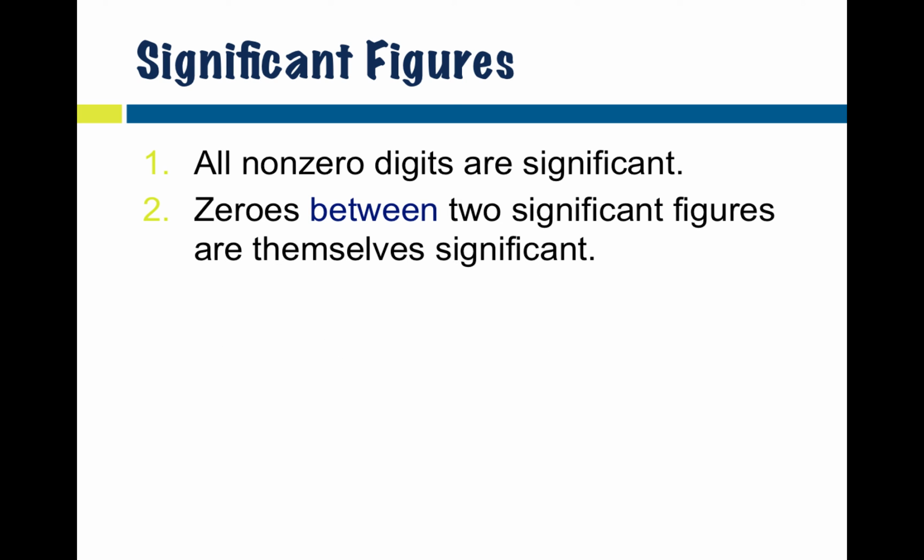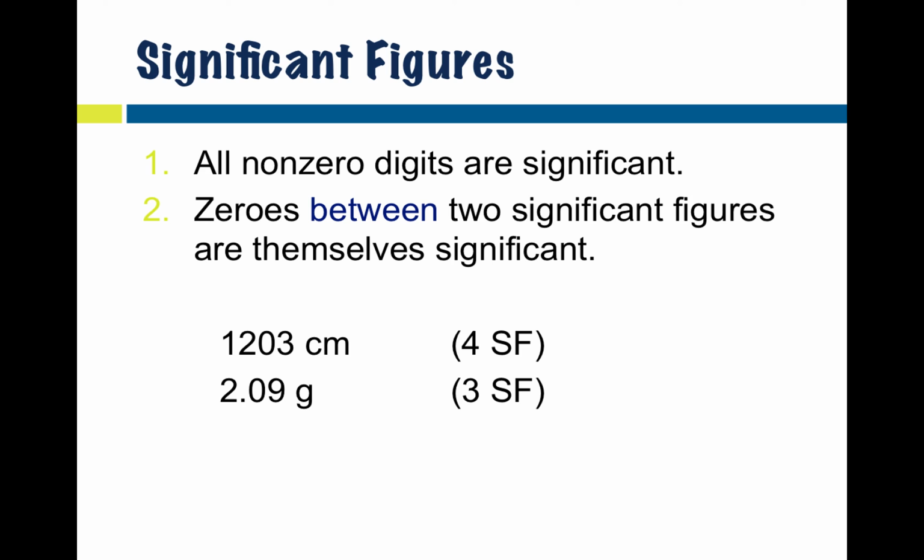Number 2, zeros between two significant figures are themselves significant. 12.03 centimeters, the 0 is sandwiched between the non-zero numbers, making it significant, so this one has 4 sig figs. 2.09 grams, again, the 0 is sandwiched between two non-zero digits, making it significant, so this one has 3 sig figs. 10.901, this 0 is sandwiched between non-zero digits, and this 0 is also sandwiched between non-zero digits, making all of these digits significant, 5 sig figs.